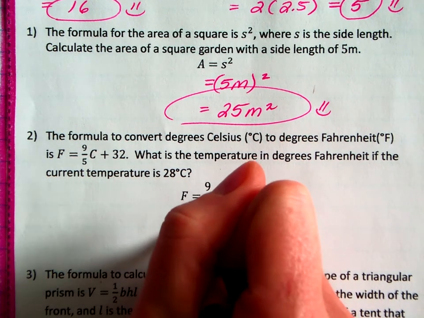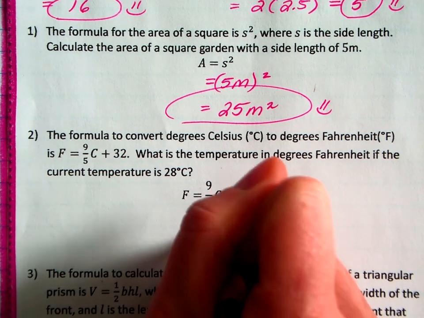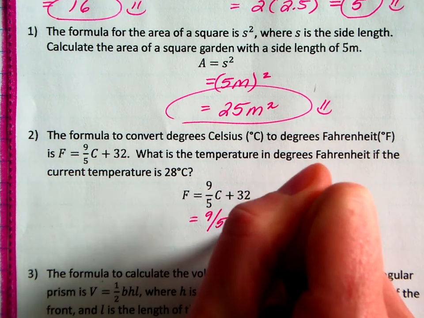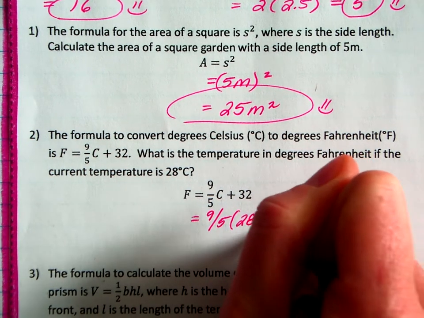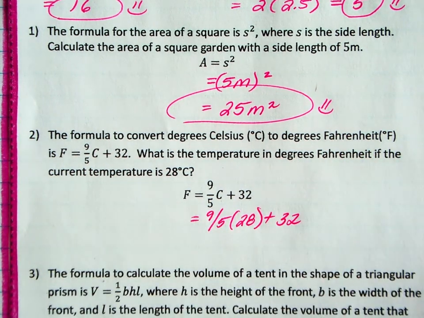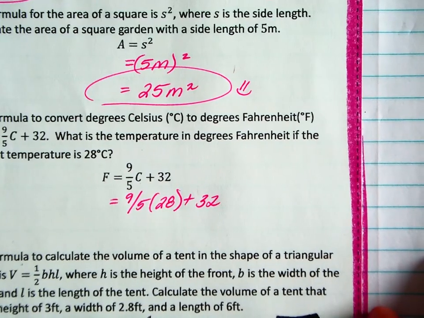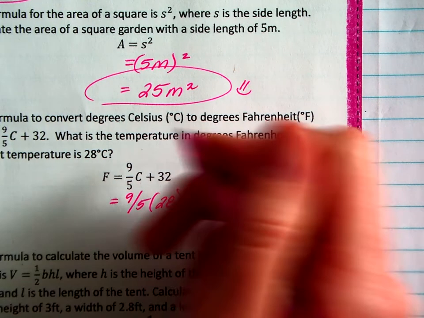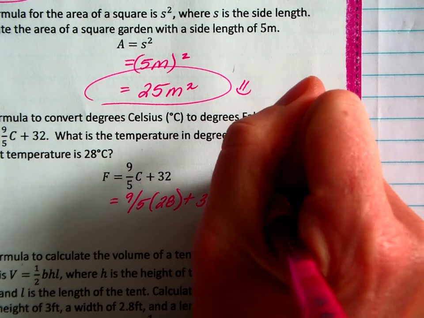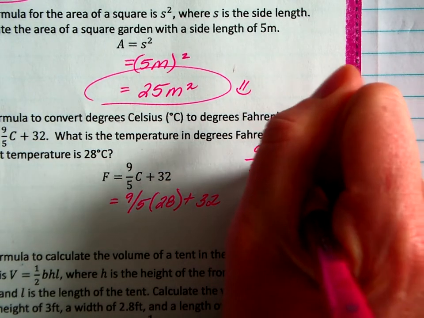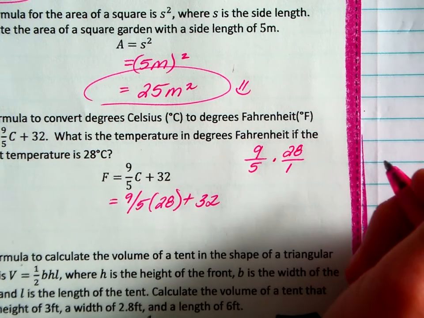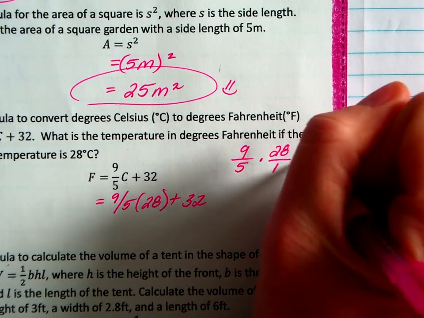I'm going to rewrite the expression. I've got 9/5 times 28 plus 32. This is not one I have memorized. I'm actually going to have to do a little bit of math here. So 9/5 times 28 over 1. I'm going to multiply across.